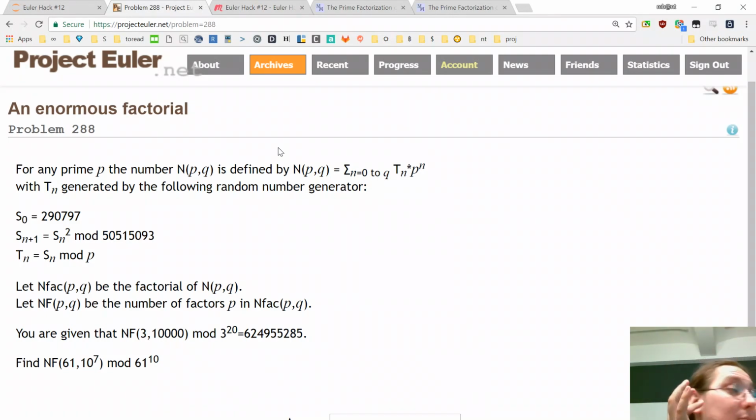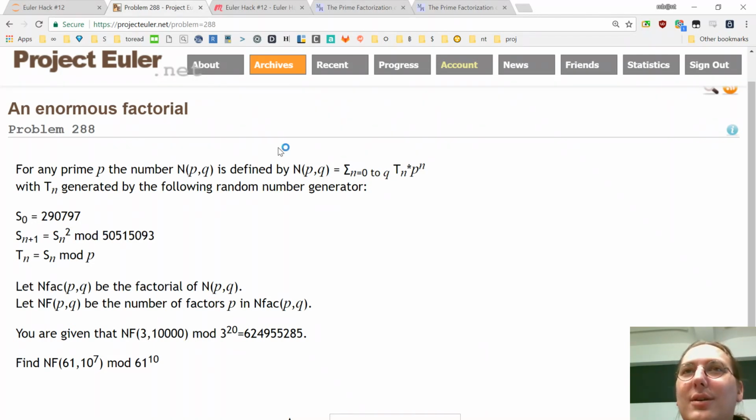The second one: let NF_PQ be the number of factors P in NF. Well, they say number of factors. What is the number of factors? The number of factors P. I think this is impossible. Wait a minute. Let's find the solution and look up how people solved it, because I find it interesting. Let's at least understand the problem first, before we see it. Yeah, I don't know.